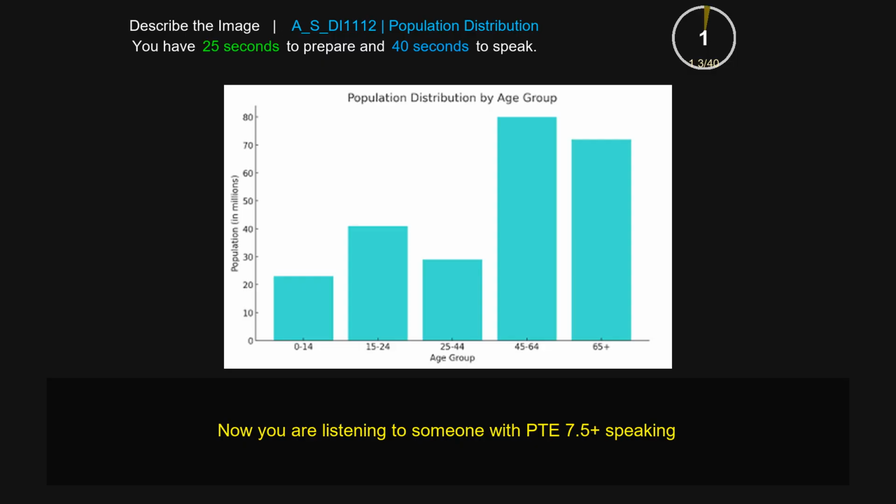The given bar chart gives information on population distribution by age group. This shows that the age group 45 to 64 has the highest amount of the population, which is around 80, followed by 65 and above, which is around 70. After that, we have the 15 to 24 age group, which is around 40. 25 to 44 comes next, which is around 30, and 0 to 14 has the lowest amount of the population distribution, which is around 20. In conclusion, this shows that the 45 to 64 has the highest amount of the population distribution.